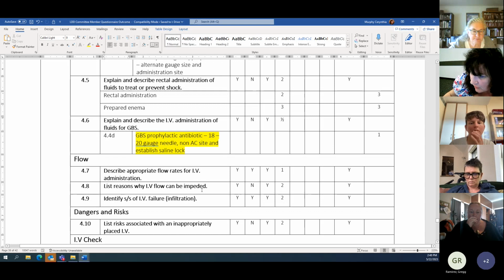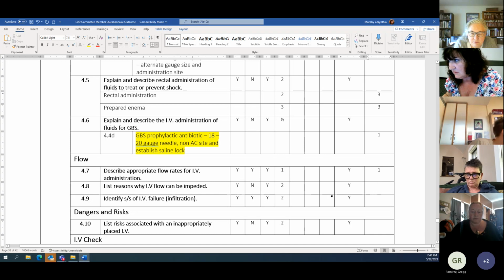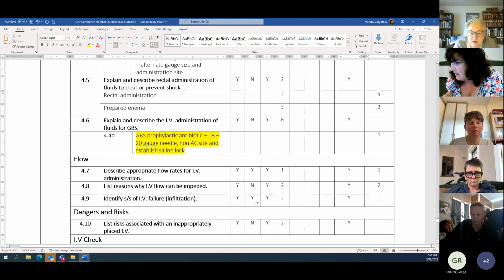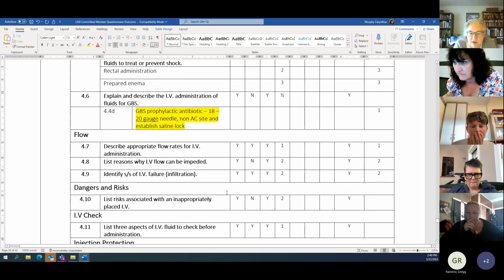Describe appropriate flow rates for IV administration. That looks like it's a 1. And then list reasons why IV flow can be impeded. Looks like potentially a 2. I think that's important in our setting, that it be included in the bank of questions for sure. The next one, everyone said yes, but it was a 2. What do you think, 2 or a 1, you guys, on signs of infiltration? It's pretty elementary, but it's also very important. Yeah. I think 2 is fine.